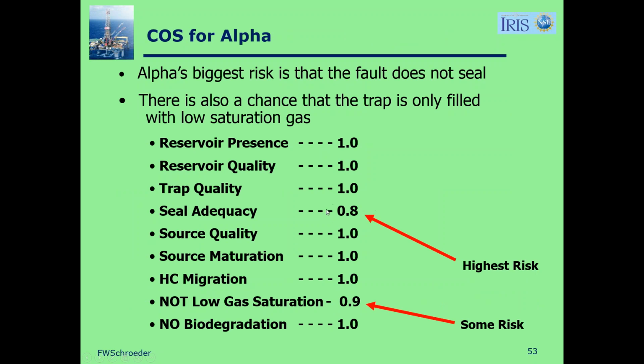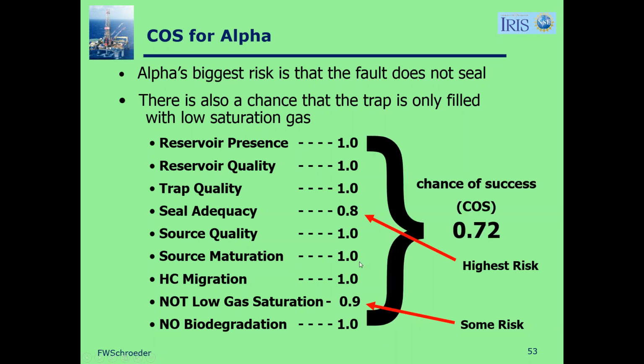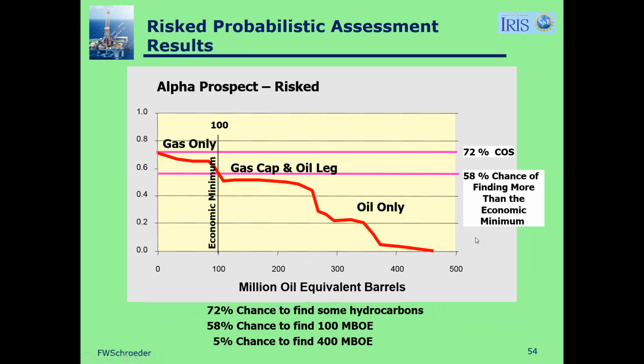So for alpha, the biggest risk is seal adequacy. Was that fault sealing, or did it allow hydrocarbons to partially leak out, or all of the hydrocarbons to leak out? And then we had a 10% chance that it could be low gas saturation. If we multiply these 9 numbers together, we come up with a chance of success for alpha of 72%. That's how we try to deal with the uncertainty and the either risk or chance of success.